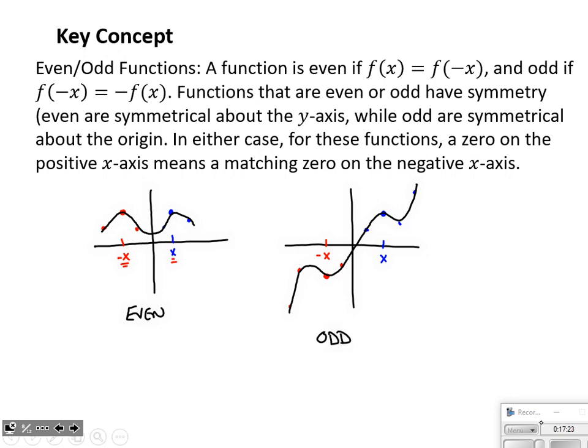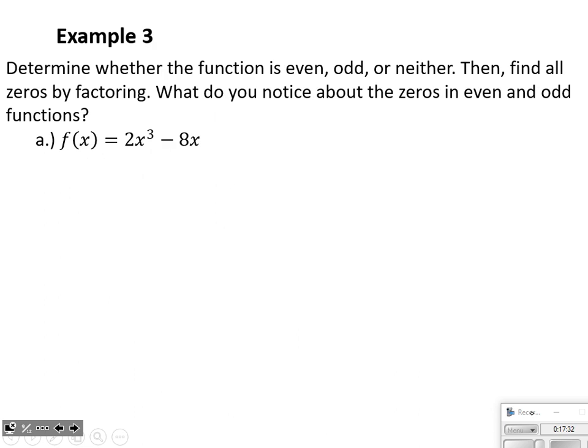And these provide some really cool patterns as well to add to our ever-growing library. What we're going to do is wrap this in with solving, because it's kind of a what-do-you-notice type of thing. Determine whether the function is even, odd, or neither, then find all the zeros by factoring. What do you notice about the zeros in even and odd functions?